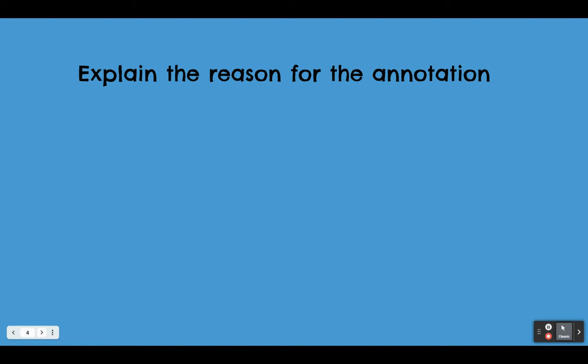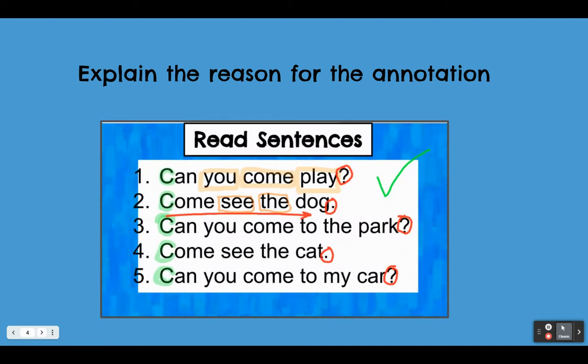Explain the reason for the annotation. Let learners know the topic or area that you will be focusing on. Explain, discuss, and comment as you annotate. For example, here I would probably tell my students that we are capitalizing and highlighting the first letter at the beginning of each sentence.